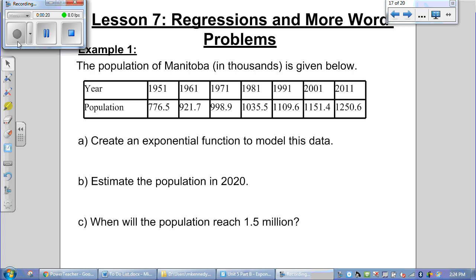So we're going to start off with this question right here. It says the population of Manitoba in 10,000s is given below. Here's the information. Create an exponential function to model this data. Anytime you're given data and told to make an equation, that means you've got to do a regression. So, a review on how to do a regression, in case you forget.